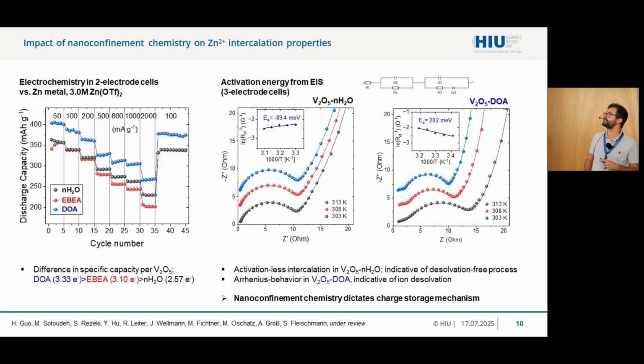And if we record impedance spectra at various temperatures, we can investigate the charge transfer resistance in these materials. Again, for the hydrophobic material here, we see at higher temperatures a decrease of the charge transfer resistance. So this is a typical activated process. We have a partial ion desolvation at the interface, and we can calculate the activation energy. But for the hydrophilic material, we don't see a temperature dependence at all. So this is an activationless process. So this tells us there's actually no desolvation or rather dehydration of the zinc at the interface. So again, nanoconfinement chemistry now can dictate the degree of hydration of intercalating zinc.